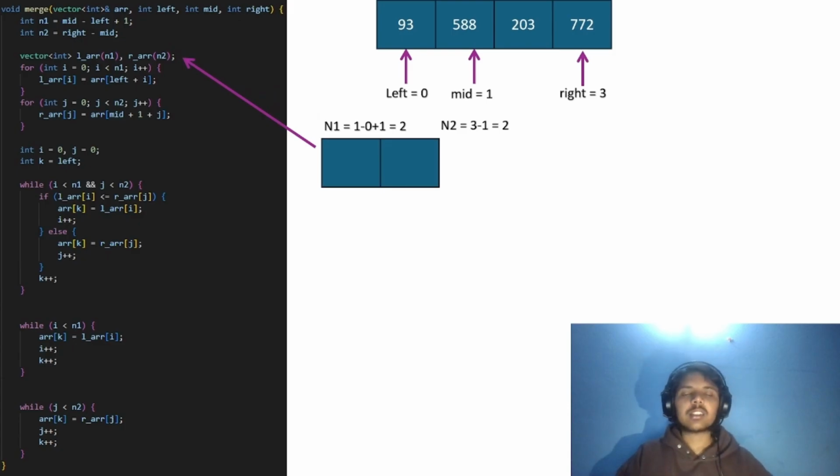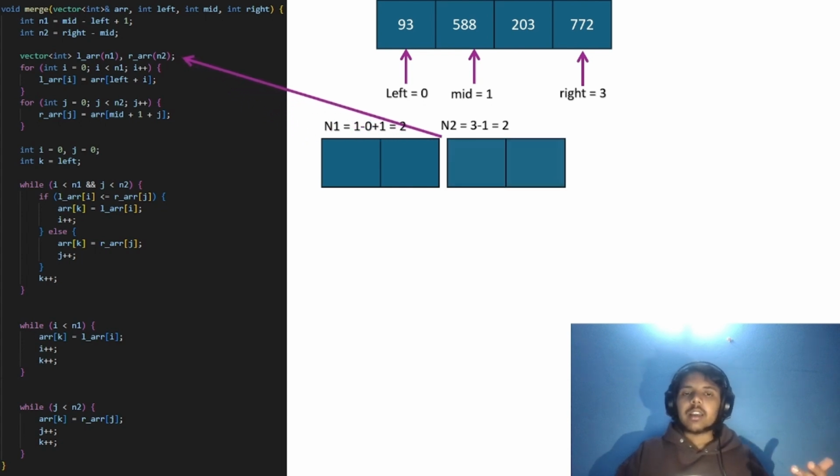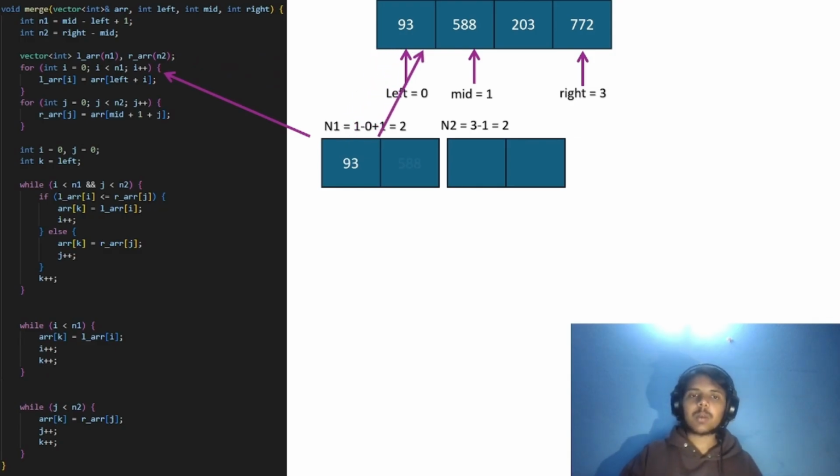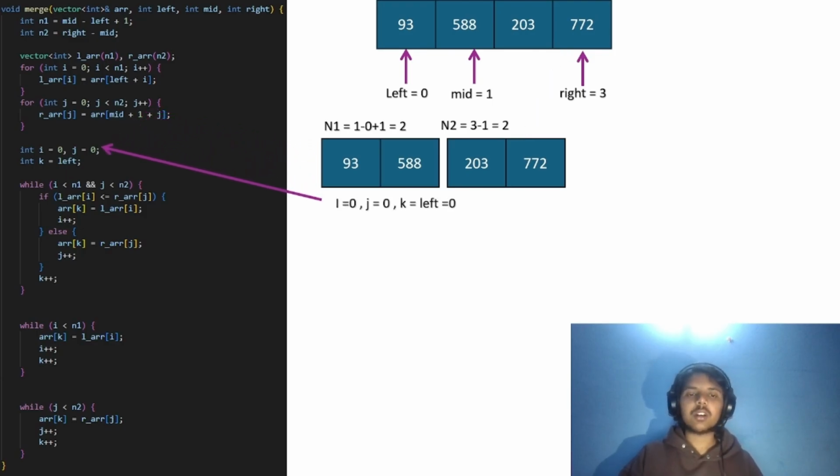And then let's just create two temporary sub arrays or sub vectors in such a manner, and then finally assign each of the consecutive values of our actual array into these sub arrays or sub vectors. And finally, let's initialize two iterative variables i and j with 0, and another k variable with the index of our left parameter.